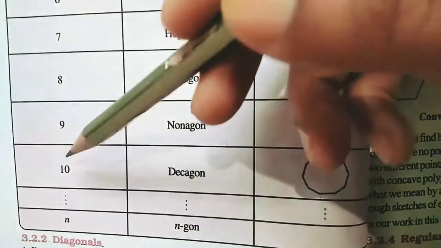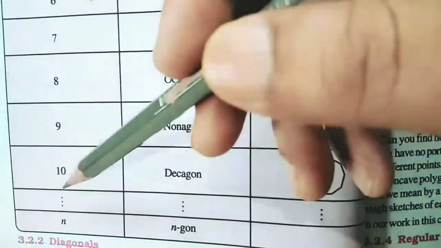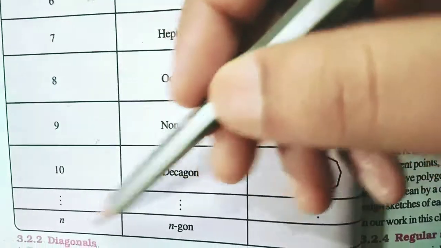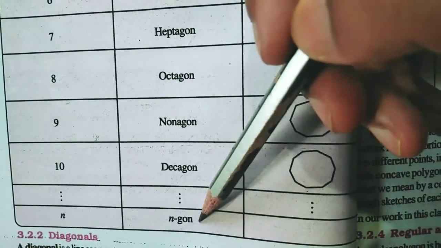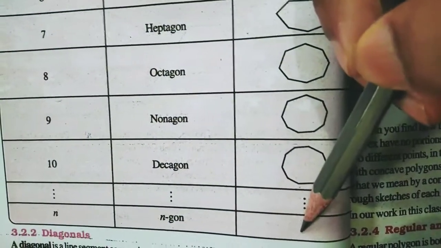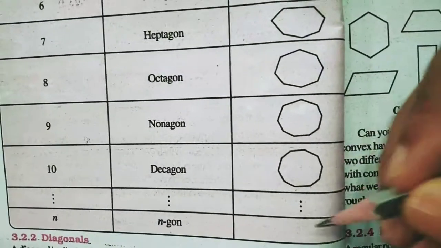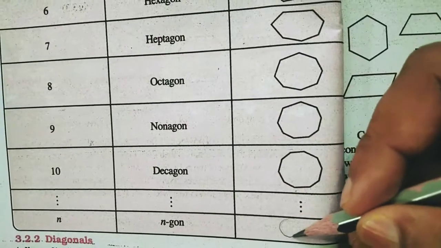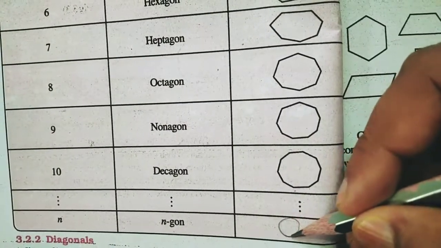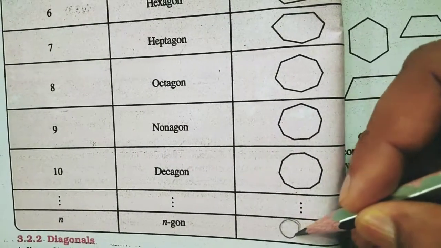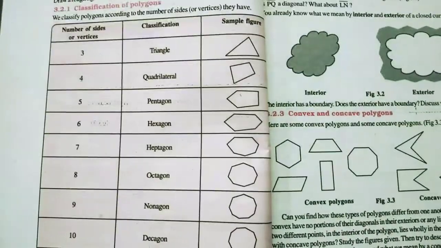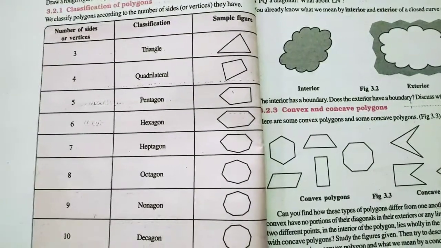And it goes on like this. After that, when there are infinite number of sides, that means n number of sides, it is called an n-gon. So what will it be? It will be a circle. Here it is not written. So when there are infinite number of points and infinite number of sides, then it will become a circle. Understood? So very important. Study this table very nicely, because it is very helpful.